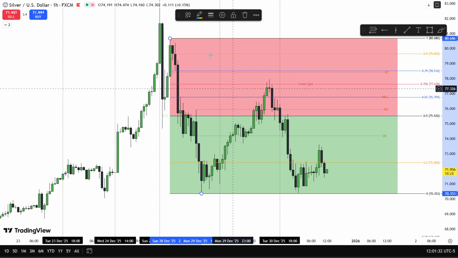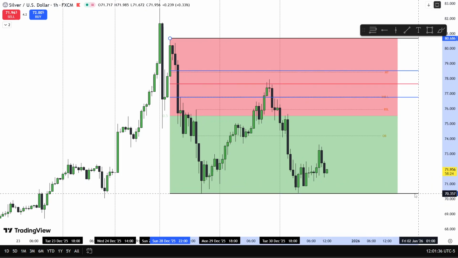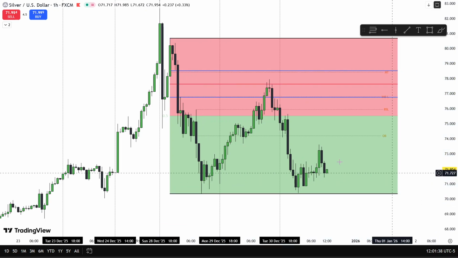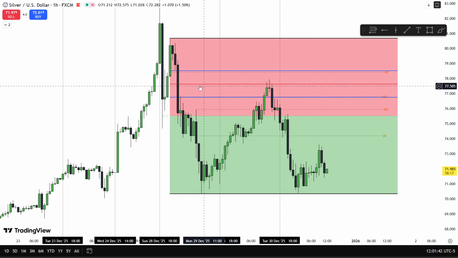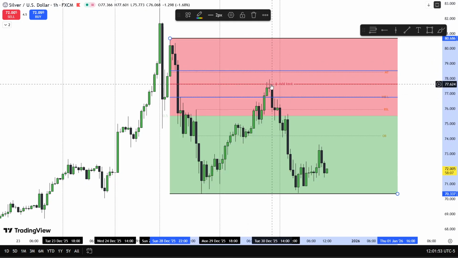That is where optimal trade entry comes in. Let's make it the minimal optimal trade entry. It's this point, 705, 61 level, I guess. Is it 61? It's the 62 level, 705 and 79 levels. So this is the best spot to sell. You can see price gave us the opportunity right here.